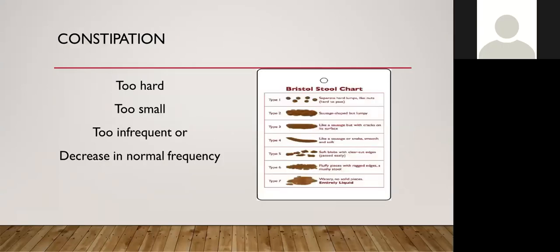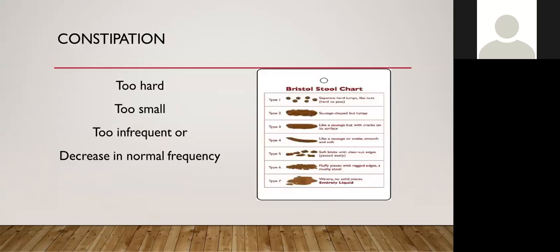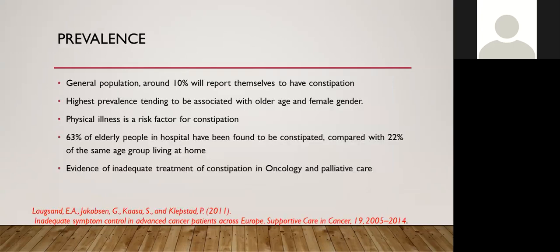The first slide, you can just read it and see this about the research definition of constipation. Next slide. But as far as we are concerned, constipation is too hard stool, too small, too infrequent, or decrease in normal frequency. I'm sure you must be familiar with the Bristol stool chart. So type 1 probably indicates constipation, and type 7 is diarrhea, where there's completely watery stool. Next slide. It's again common, 10% population.